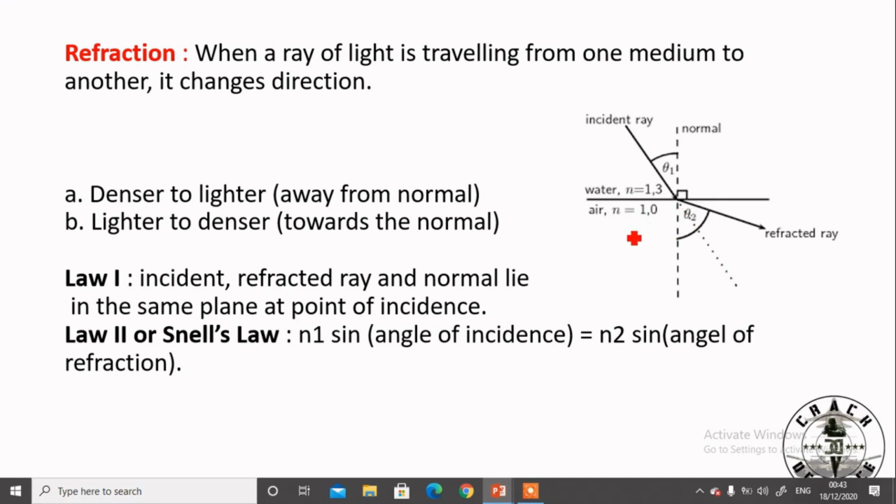Now there are two laws followed by this refracted ray. Law 1 says the incident ray, refracted ray and normal lie in the same plane at the point of incidence, that is this point. And law 2, which we commonly know as Snell's law, is n1 sine angle of incidence equals n2 sine angle of refraction, or we can write it as n1 sine theta 1 equals n2 sine theta 2. Here n1 is the refractive index of the incident medium and n2 is the refractive index of the second medium.